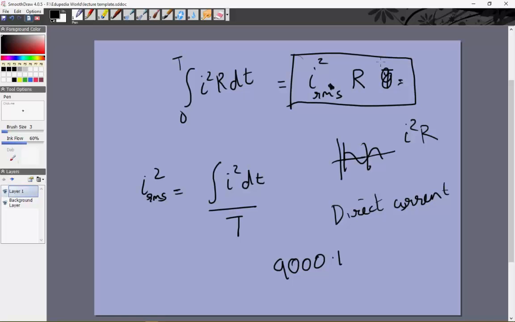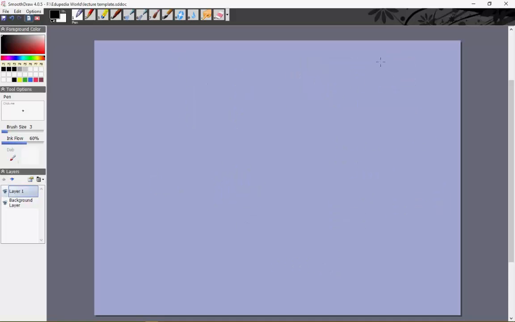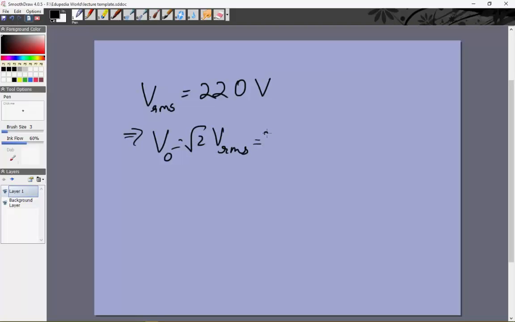Right. The general supply which you get in your houses, the alternating current which you get in your standard switch, has a VRMS value of 220 volt. What that means is the amplitude V naught is root 2 times VRMS, that is approximately 311 volt.